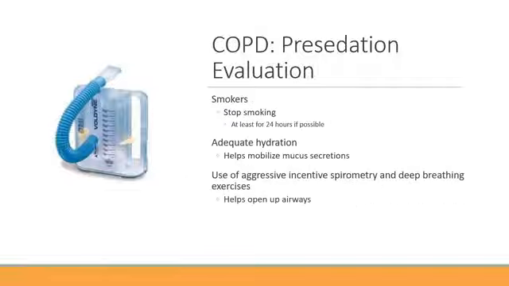Some other things to consider with smokers: we want to make sure that they stop smoking at least 24 hours if at all possible. We certainly want to make sure that these patients are well hydrated. One of the things that the hydration does is it helps loosen up the secretions and clear the airways a little bit more. And once again with these patients, we can consider the use of aggressive incentive spirometry and deep breathing exercises. And once again, the goal there is to help open up the airways and get the air to move a little bit better so the patients can breathe a little bit easier.